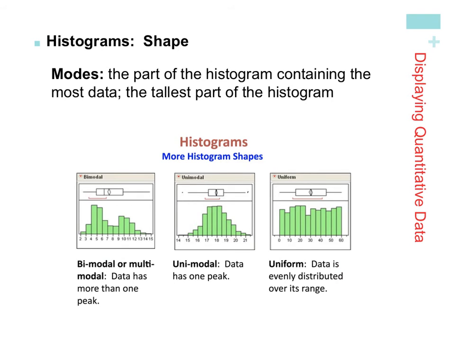So we talked about those with dot plots. You have the bimodal or multimodal, which we saw both of those. We have unimodal, and then we have uniform. So we saw all 4 of those in the previous problems. Okay, so those were true in dot plots. They're also true in histograms.